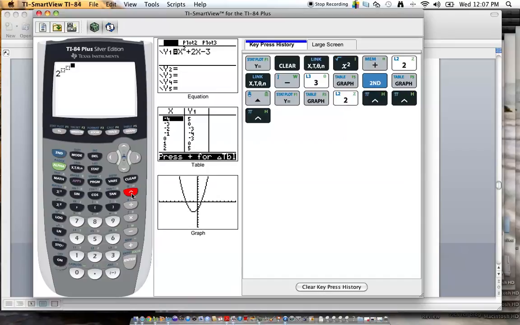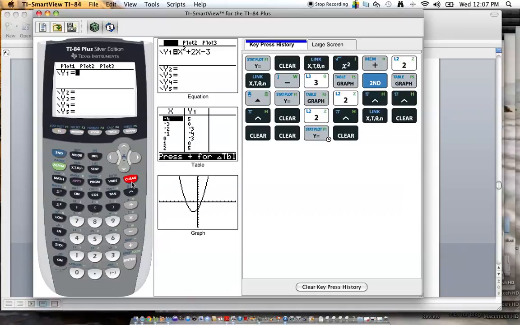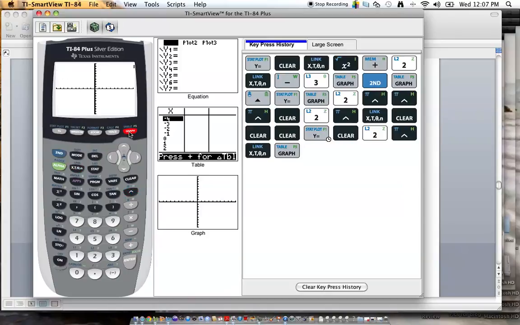Oh, we're going to clear that out. Y equals 2, caret symbol, and then x. Oh, let's clear this out again. I'm sorry, I need to go to y equals. Clear, and then 2 caret x. And then I'm going to hit graph. And there is my graph. It's an exponential graph just by looking at it. And let's go to table.